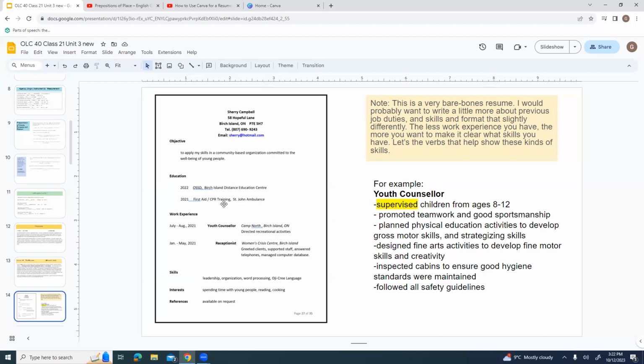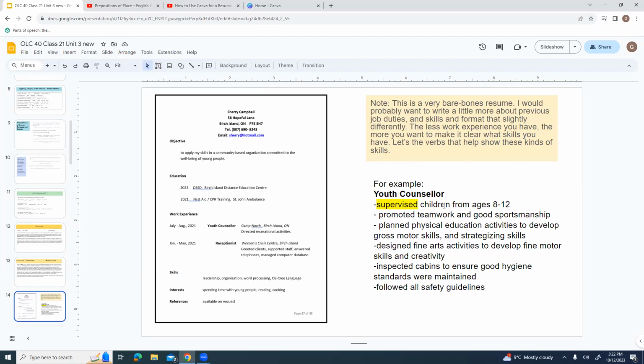Okay. This is a very bare bones resume. To me, the page looks really empty. I would probably want to write a little bit more about previous job duties and skills, and I probably would also format it a little bit differently. The less work experience you have, the more you want to make it clear what kind of skills you have. So you can see here, youth counselor, all they said was they directed recreational activities. Well, I really doubt that's all they did, because being a youth counselor usually involves a lot of different skills.